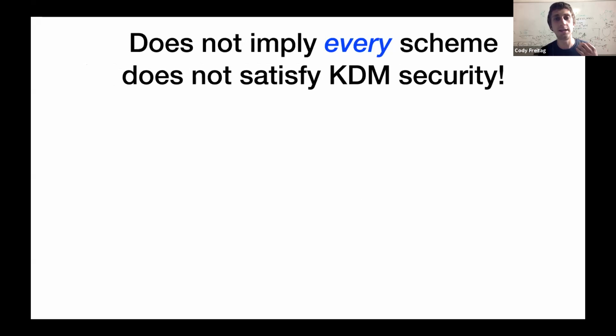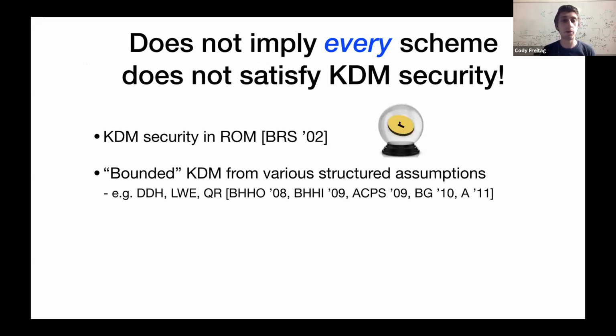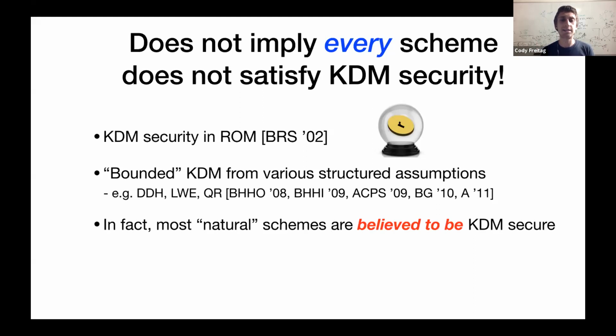But I want to point out that this does not imply that every scheme does not satisfy KDM security. For example, we do know of KDM secure encryption schemes in the random oracle model. We know of bounded notions of KDM security from various structured assumptions. This is where the class of functions that you're secure against, your encryption scheme can depend on this class in some way. And in fact, the counterexample to KDM security that's kind of a folklore result seems very contrived, as the public encryption scheme specifically looks for the secret key and then does something kind of weird if it sees that it has an encryption of the secret key.